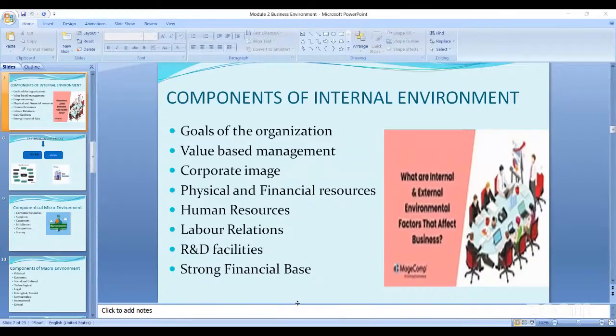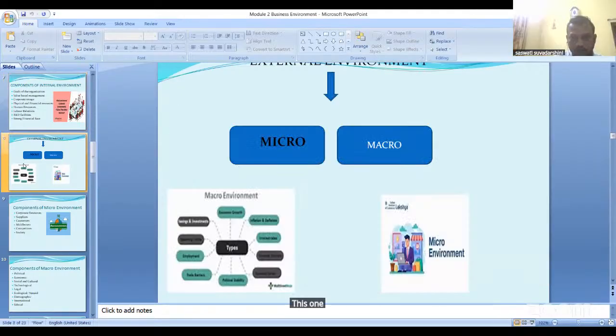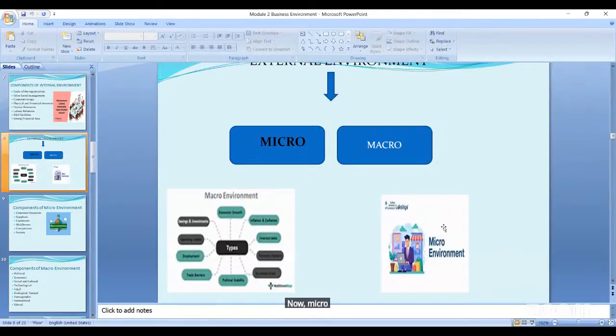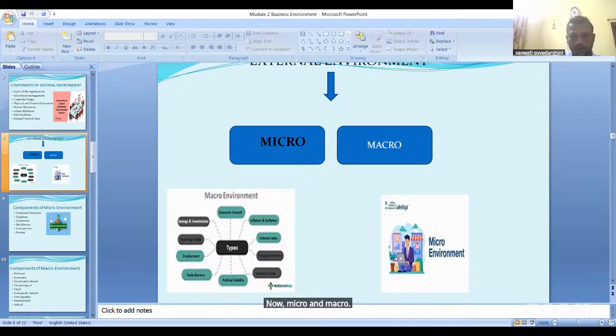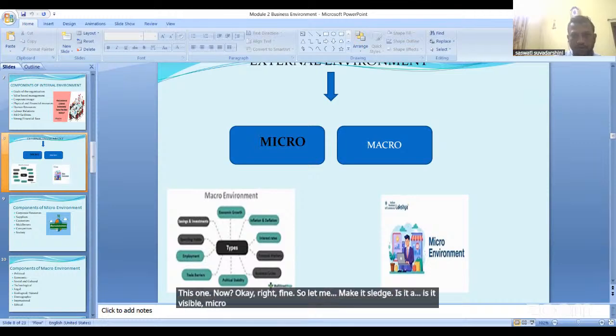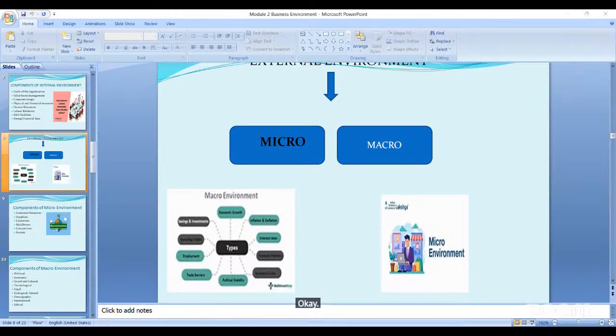Components of internal environment slide is showing. Now micro and macro. Okay, fine, so let me make it slides. Is it visible, micro and macro? Yes, sir. Okay, fine. Is it moving?